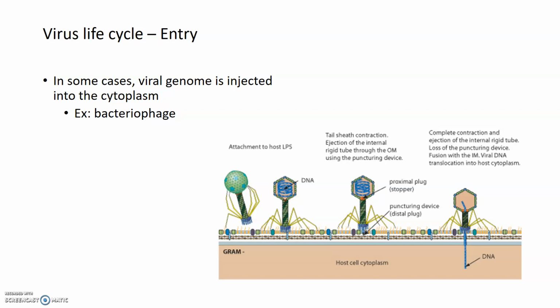And so after a virus is attached, it has to get its genome into the cytoplasm somehow so that it can start to be replicated, so viral proteins can be made and new viruses generated. And in some cases, like the case of bacteriophage, the bacteriophage attaches and then basically just injects its genome directly into the cytoplasm. But the capsid that was holding this genome remains on the outside of the cell.